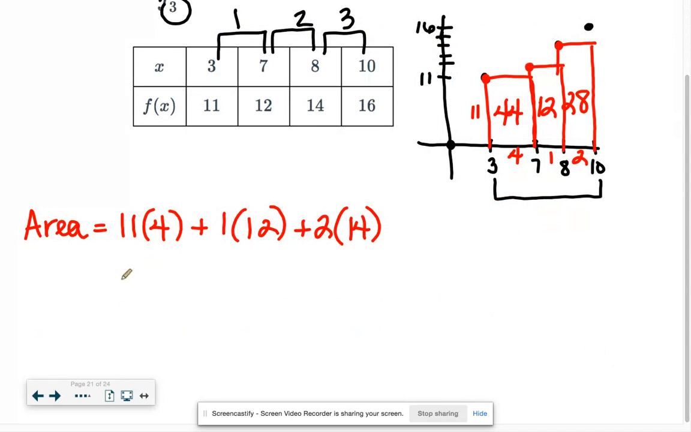And to finish the question, you're just going to add those values. So 44 plus 12 plus 28 gives you, what, 40 plus 44, 84. So 84 would be your solution.